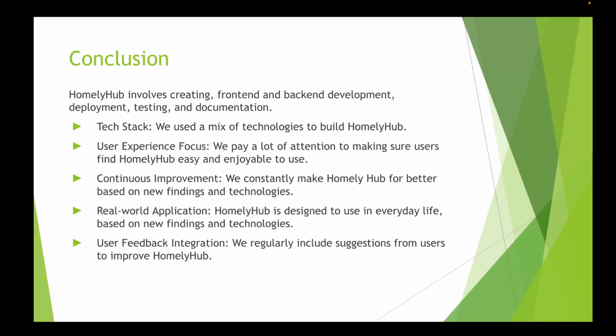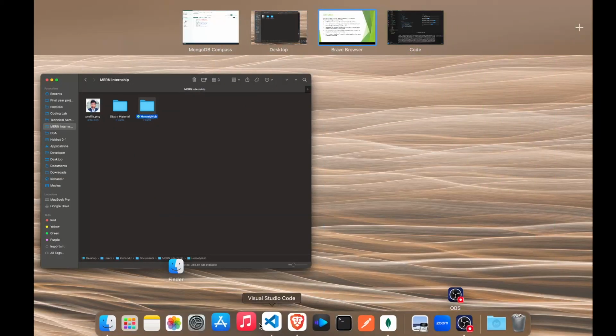And we have the scope for continuous improvement, where we constantly make Homely Hub better based on new findings and technologies. Homely Hub is designed to be used in everyday life, and we regularly include suggestions from users to improve Homely Hub. Let me show you the code once.